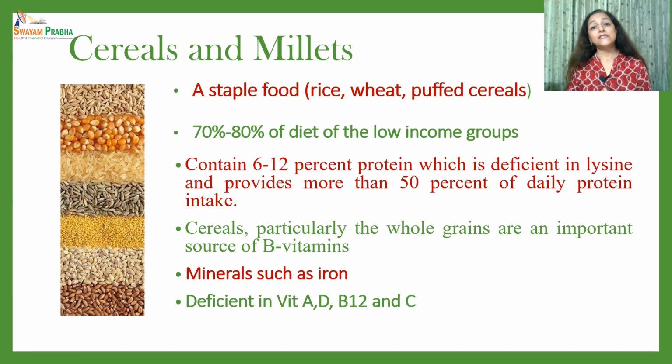The protein quality improves when we mix cereals with pulses or food items which contain protein of high biological value. Cereals are important sources of B vitamins, especially thiamine, niacin, pantothenic acid, and vitamin B6, that is pyridoxine. They contain minerals, especially iron. They are deficient in vitamin A, vitamin D, B12, and vitamin C. There is an exception of yellow maize, which contains carotene, the precursor of vitamin A, that is provitamin A.